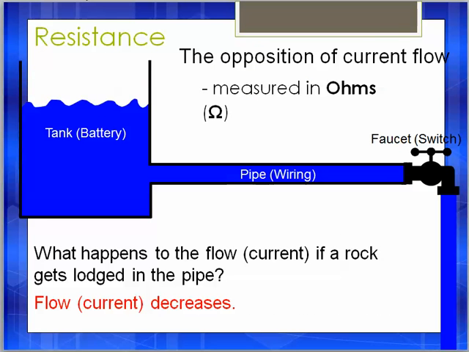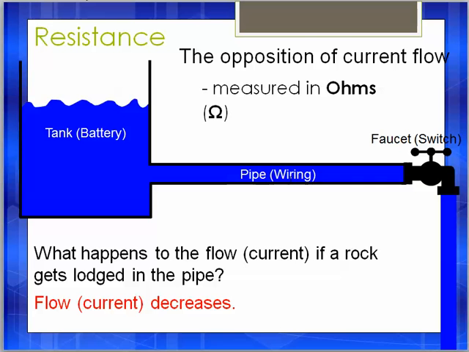Resistance. What happens to the flow current if a rock gets lodged in the pipe? Well, if we were to bring in a rock or put a sock or something in the pipe, what would happen? Well, that would be a huge amount of resistance. If you get enough resistance, the water stops flowing. Well, if we put a big enough resistor, a really, really large resistor, we can virtually stop the flow of electricity as well.